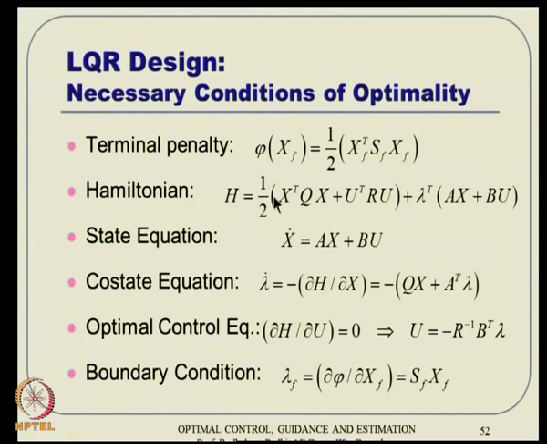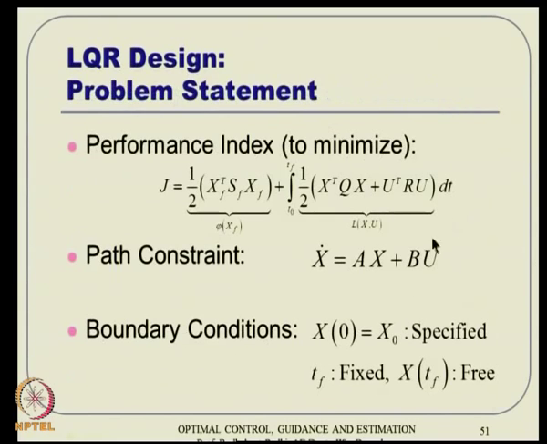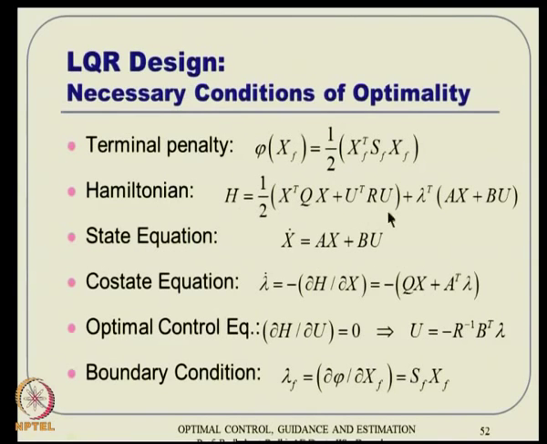So, the Hamiltonian is L plus lambda transpose f. The L part is this, and lambda transpose f is nothing but this part actually. x dot is f of x, u, so Ax plus Bu. Using these necessary conditions, it turns out the state equation is x dot equals Ax plus Bu, the co-state equation is lambda dot equals minus of Qx plus A transpose lambda, and the optimal control condition, del H by del u equal to 0, essentially leads to u equals minus R inverse B transpose lambda, and the boundary condition is lambda f equals Sf xf.